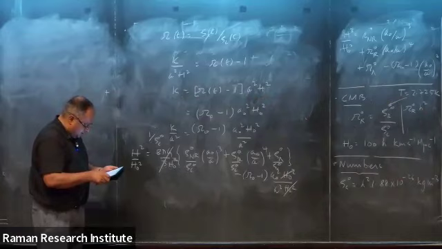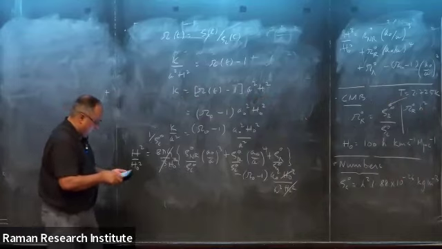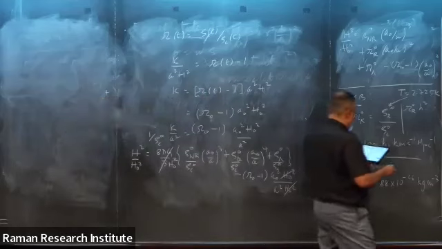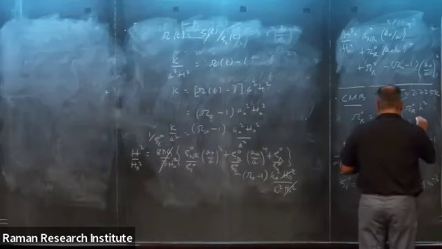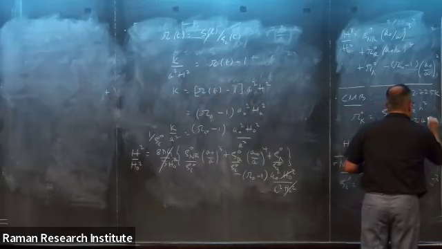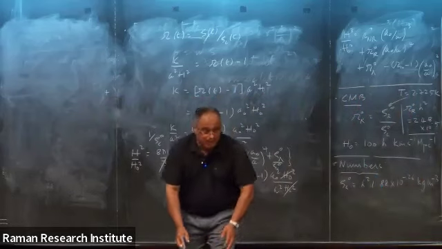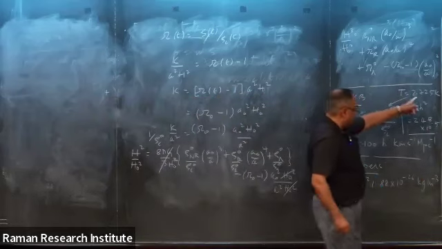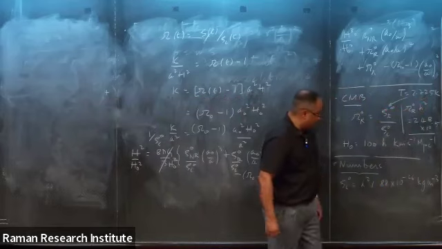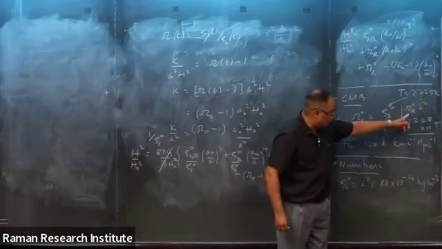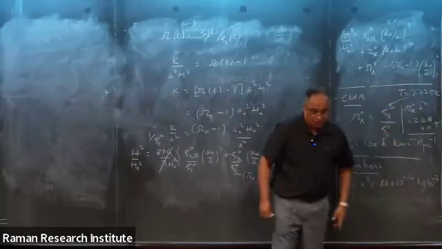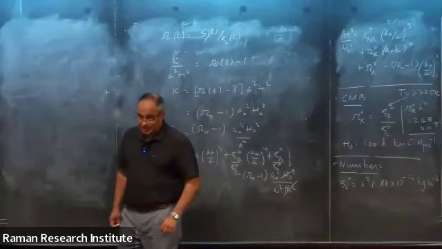Just let me show that omega R naught h squared is 2.48 times 10 to the power minus 5. Given that the temperature of the CMB is 2.725 Kelvin, show that omega R naught h squared is 2.48 times 10 to the power minus 5.